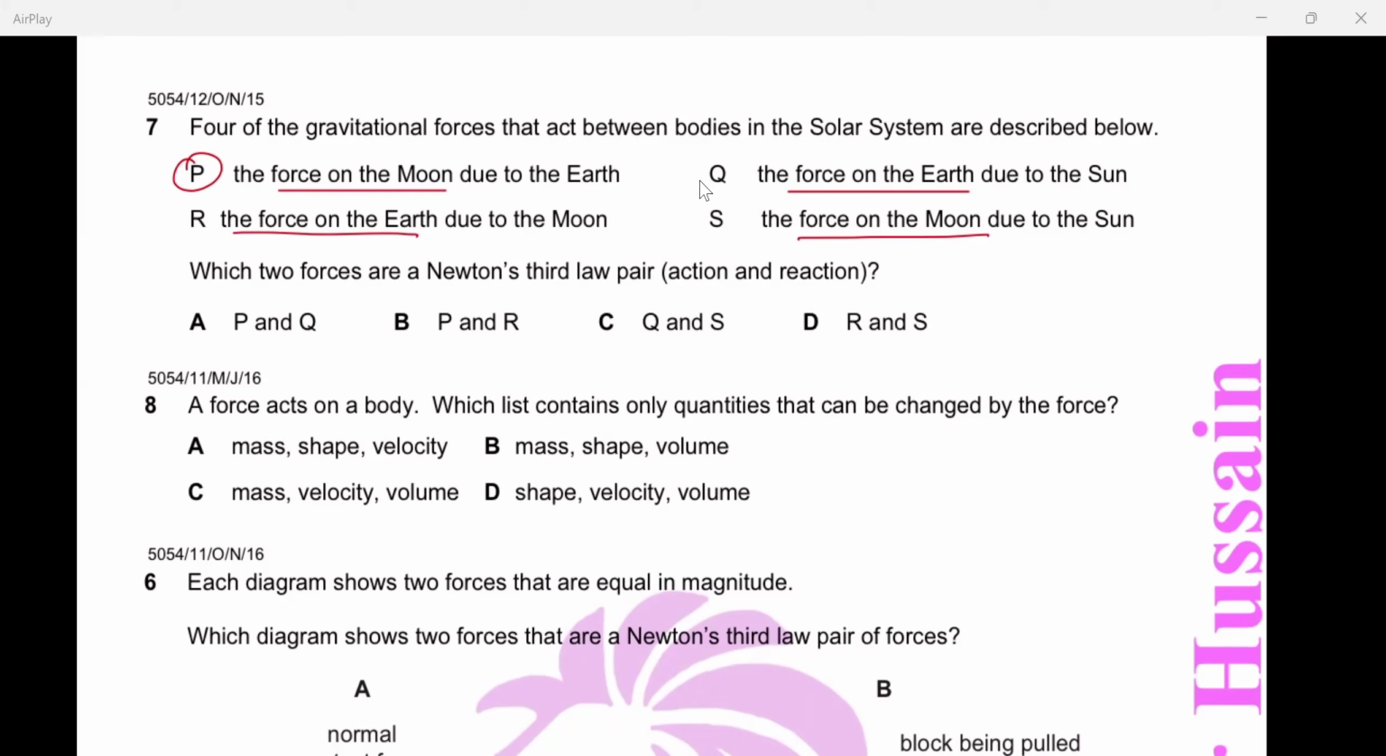But बॉडीज should be there's two only. So it's like P and R because the force on the moon due to the earth, yes, and the force on earth due to the moon. On the moon due to earth, on the earth due to moon, on the moon due to earth, on the earth due to moon.